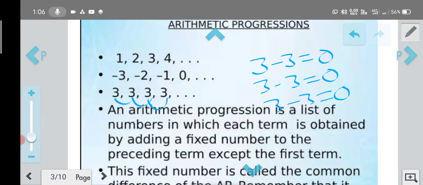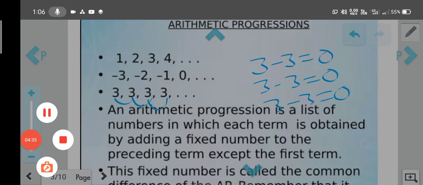So in each case we have seen that the common difference, we can say this fixed number, is the common difference. The common difference between two consecutive terms is fixed, or we can say the same. So all these three lists of numbers, or all these three sequences, form an AP.